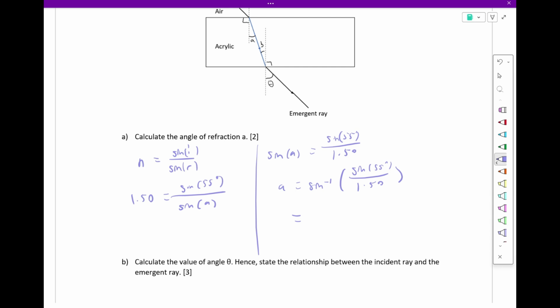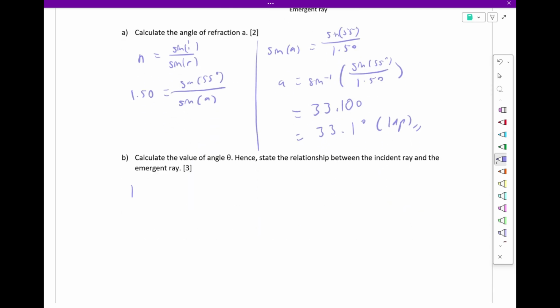Then you take out your calculator and press the values accordingly. So sine inverse, then the fraction sign, with sine 55, close the bracket, 1.50, close the big bracket. You end up with 33.100, and you will just round it to 1 decimal place. Then they want you to solve for the value of theta. To solve for theta, because the question asks us to calculate and not directly state, we have to calculate it out. So b and a are the same value, because of alternate angles.